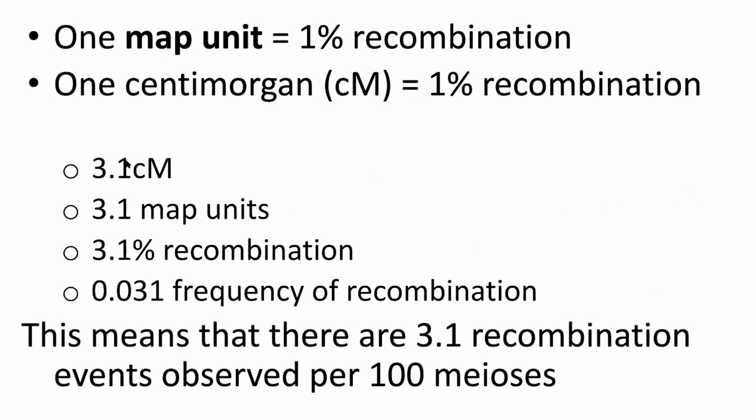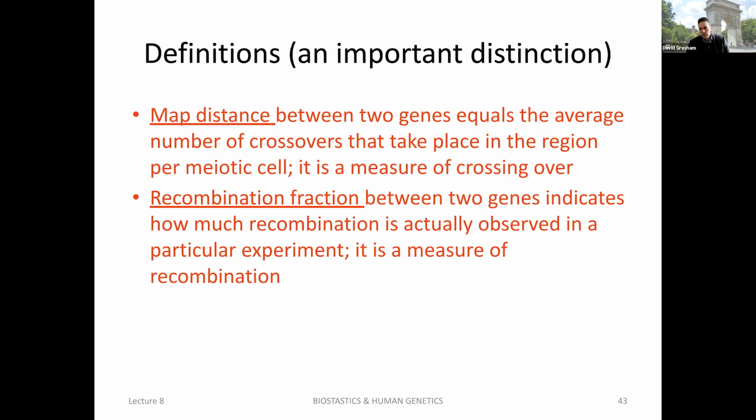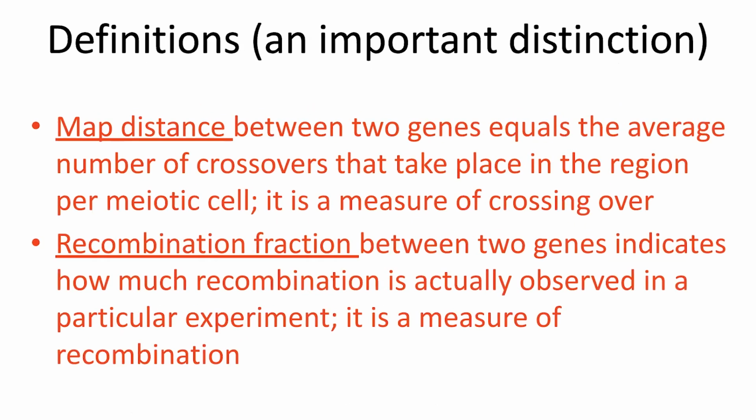So we talk about 3.1 centimorgans, or 3.1 map units, 3.1% recombination, or a frequency or probability of recombination of 0.031. And what this means when we use this terminology is that there are 3.1 recombination events observed per 100 meioses. But there's an important distinction we want to make clear, which is that the map distance is the distance between two genes that equals the average number of crossovers that take place in the region per meiotic cell. So it's a measure of crossing over, of this molecular process.